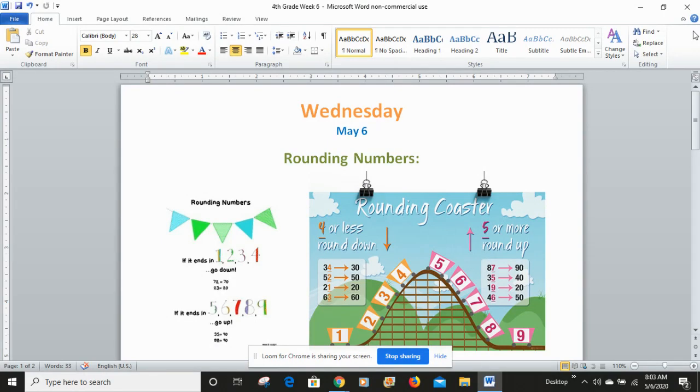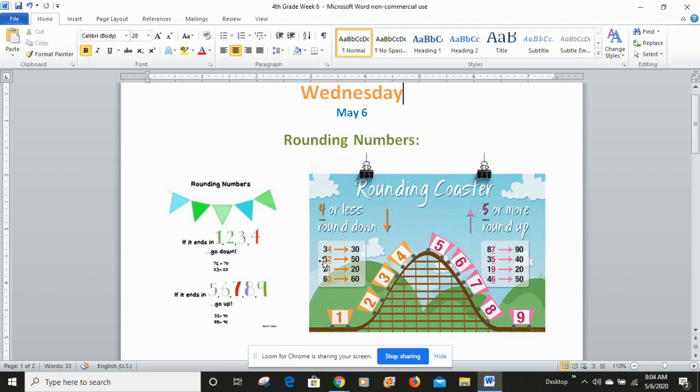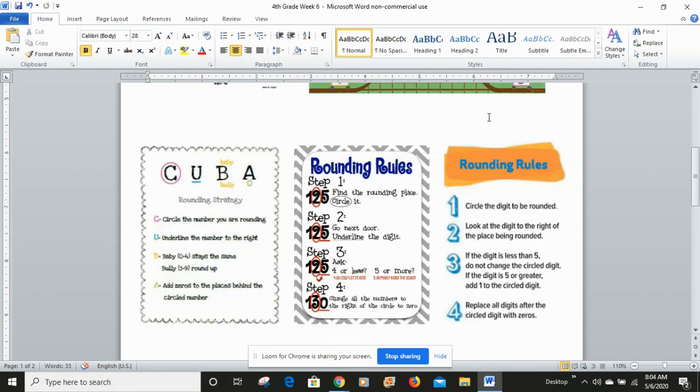Today it is Wednesday, May 6th, 2020, and today we're working on rounding some numbers. It's an activity that we've worked on probably since second grade. There are all kinds of different strategies you can use to help you round numbers, and by all means, pick the one that works best for you, that makes the most sense to help you round the numbers. But some of the things we look at, here's the one from our actual math series.